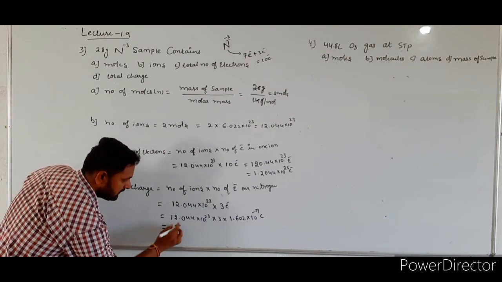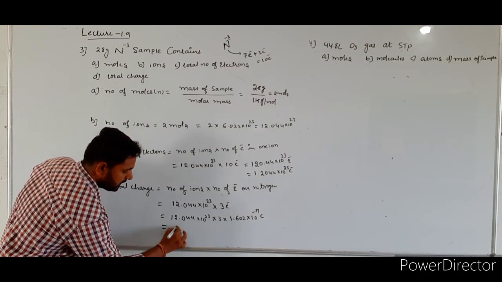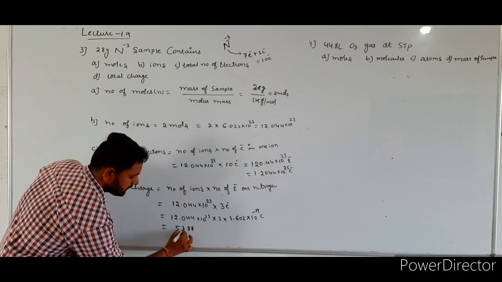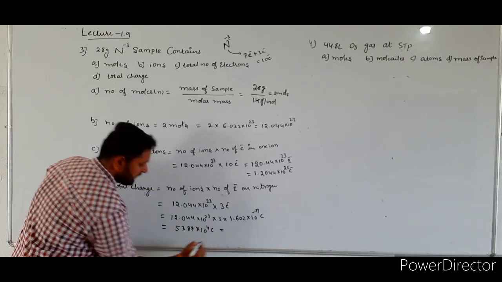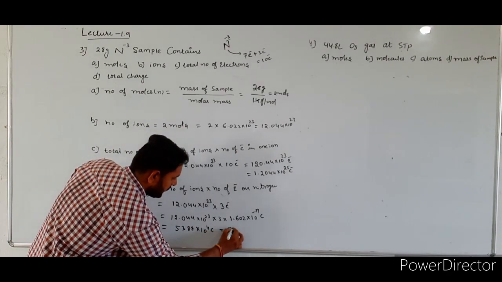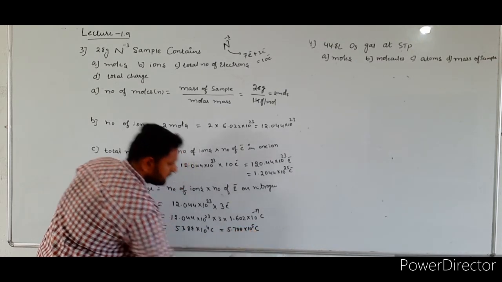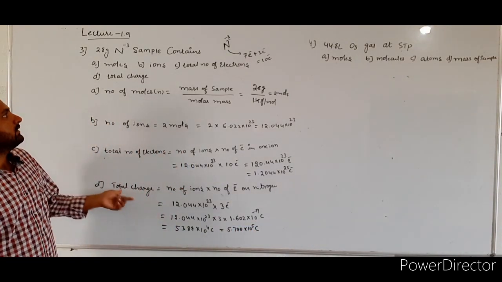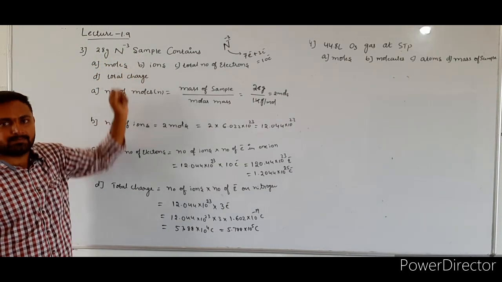Now you multiply all these numbers, you will get 57.88 into 10 power 4 coulombs. If you simplify this one, you will get 5.788 into 10 power 5 coulombs. This is the total charge on the 28 gram nitrate sample.